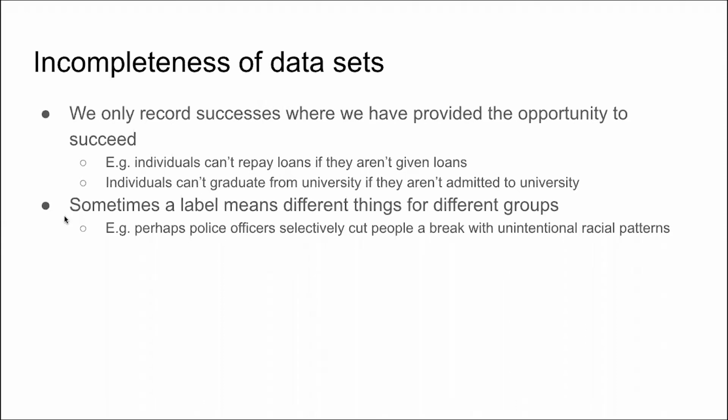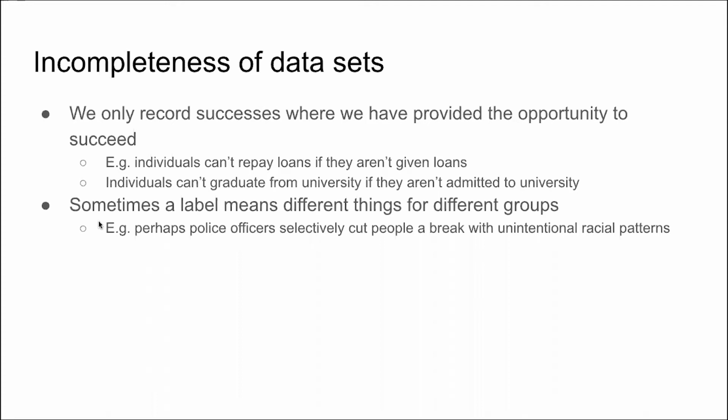Relatedly, but a different problem, is that sometimes a label means different things for different groups. So in addition to just not giving certain groups access to certain possibilities so that we can observe those counterfactuals, we can also have the possibility that we have a data set with different kinds of people, and those people are actually treated differently, or the process for labeling them is a little bit different, even though that's not apparent from the data set. So perhaps police officers selectively cut people a break with unintentional racial patterns.